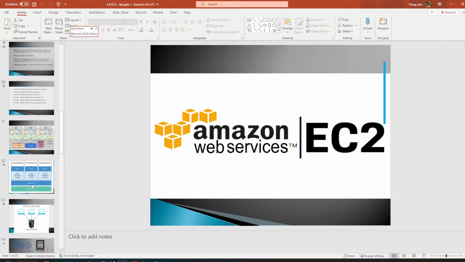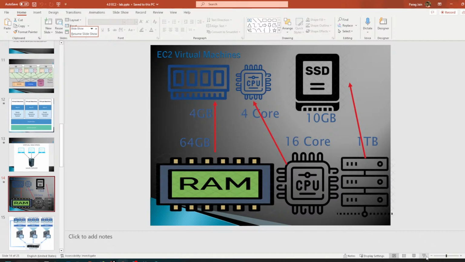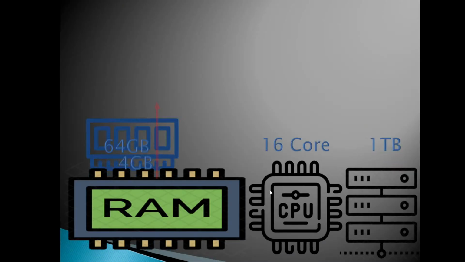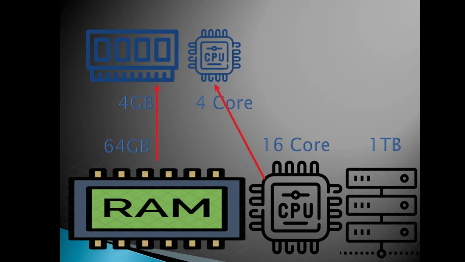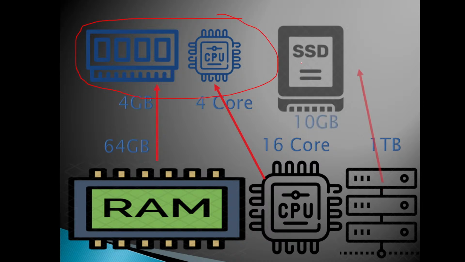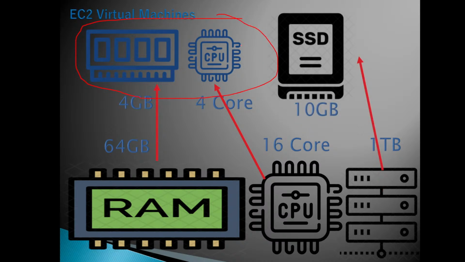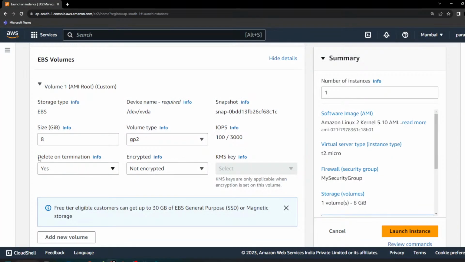So remember this diagram. This is one unit, RAM and CPU, and you have an external volume. You have a root volume attached to it, or you can say the hard disk is attached to it. When you terminate the machine, you have an option: do you want to keep the volume with you? I don't want to delete the hard disk. That's why this option is there.